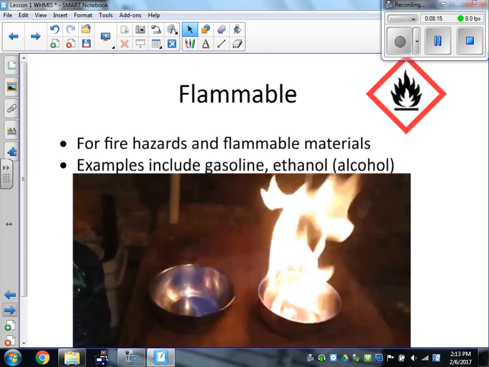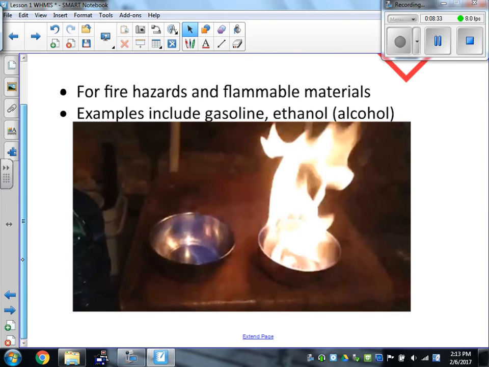Okay, usually. So for fire hazards and flammable materials, gasoline, ethanol, or alcohol, kinds of like isopropyl alcohol, rubbing alcohol, things like that. Okay. You would probably see this thing here. Okay, so that would be flammable for that one there.